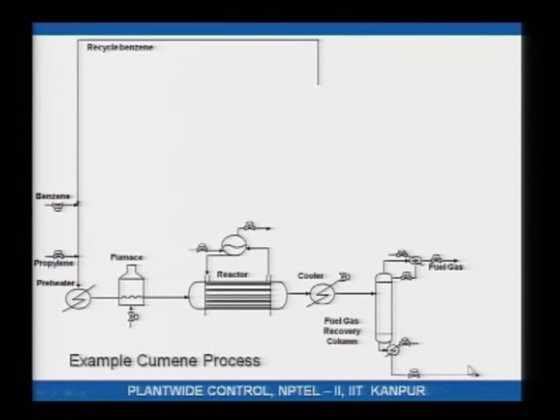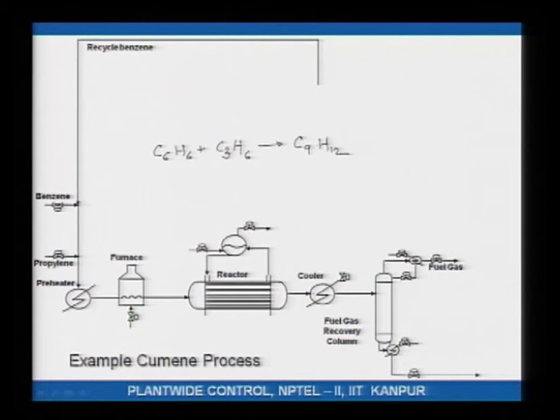In the bottoms what you get are unreacted benzene, some of the product cumene, and actually the cumene can also further alkylate with the propylene to give diisopropyl benzene. So let me just clarify that. What you have is benzene, C6H6, this reacts with propylene, C3H6, and this gives you cumene, which would be C9H12. This is the main reaction.